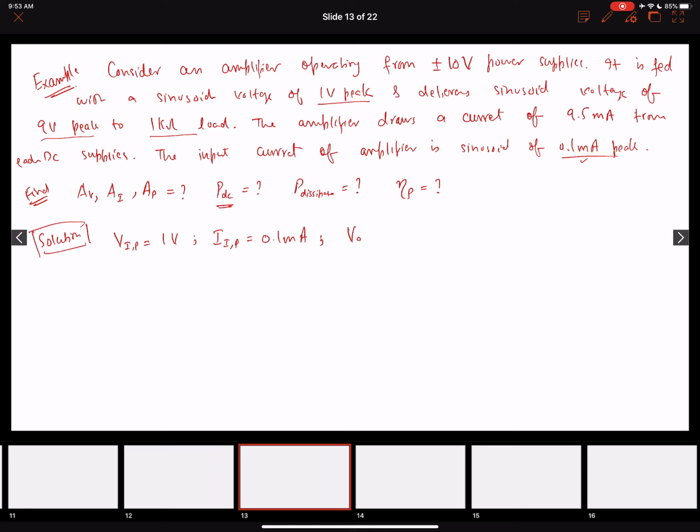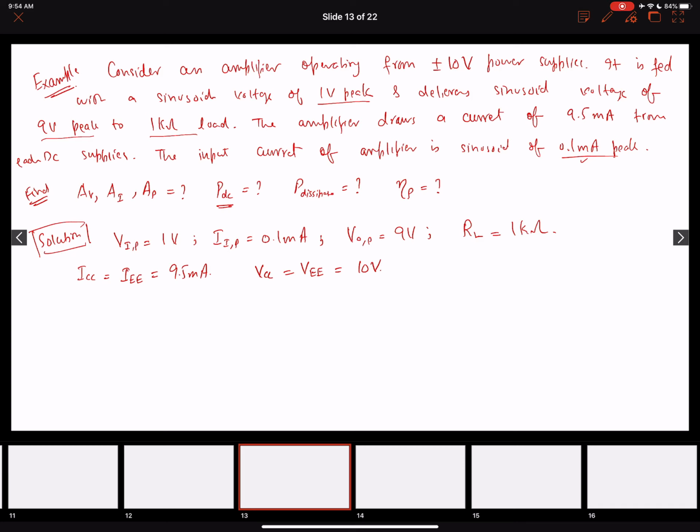Our output voltage peak is 9 volts. Load resistance is 1 kilo ohms. We saw that ICC, the currents that are drawn from the DC power supplies, are both equal to 9.5 milliamperes, and we know that our power supplies are of the same value, which is 10 volts. We know that the VEE is connected in the negative direction to the amplifier. Okay, so with that, let's find out all these values.